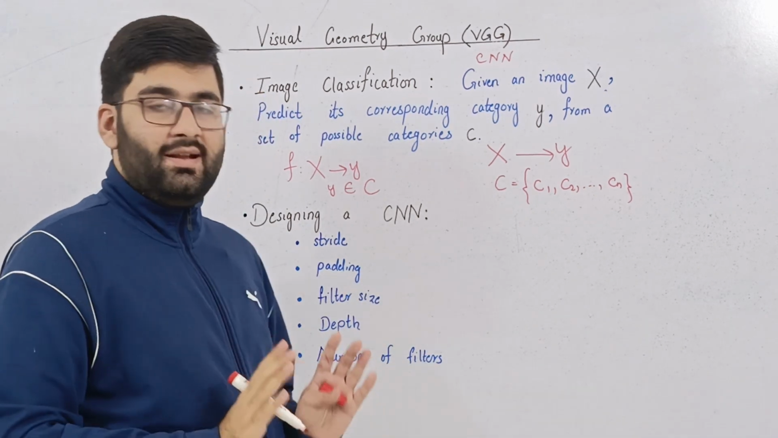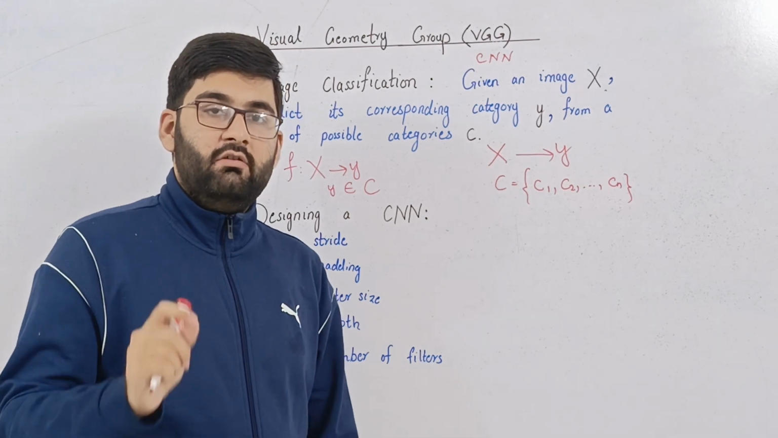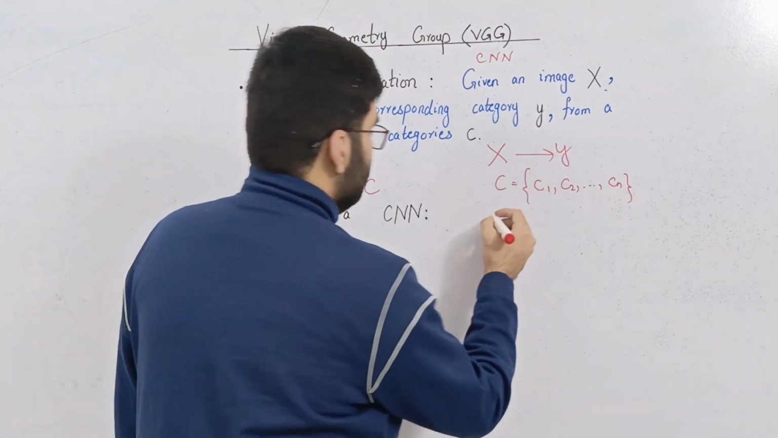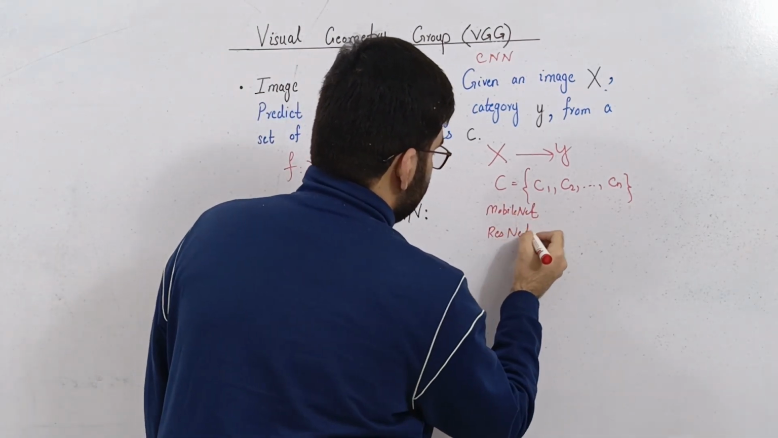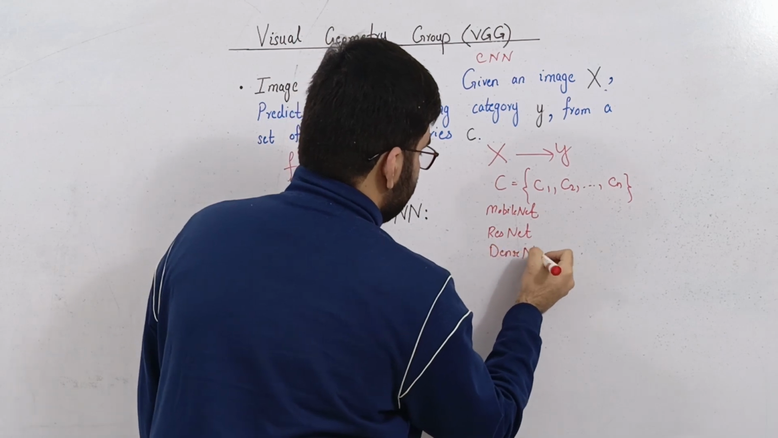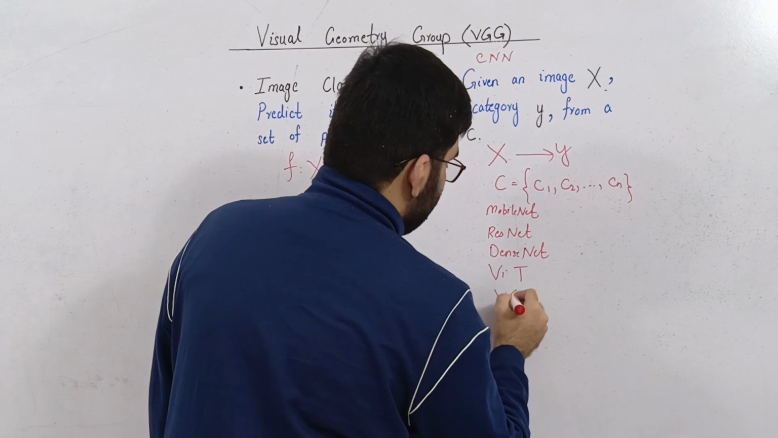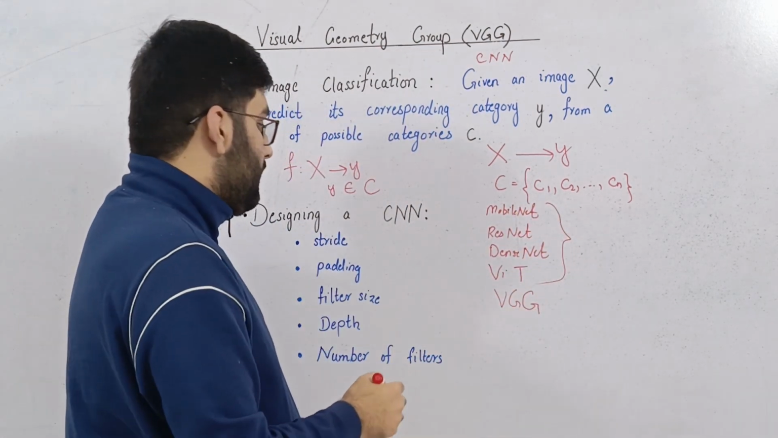Now, there are many state-of-the-art architectures or models that have been designed to solve this problem. For example, MobileNet, ResNet, DenseNet, Vision Transformer, and VGG. We will cover these later in the course.